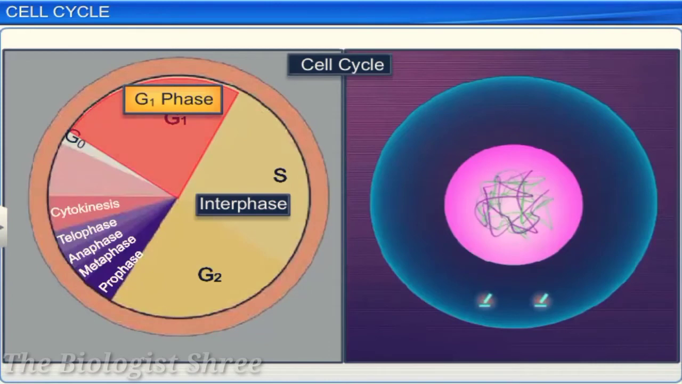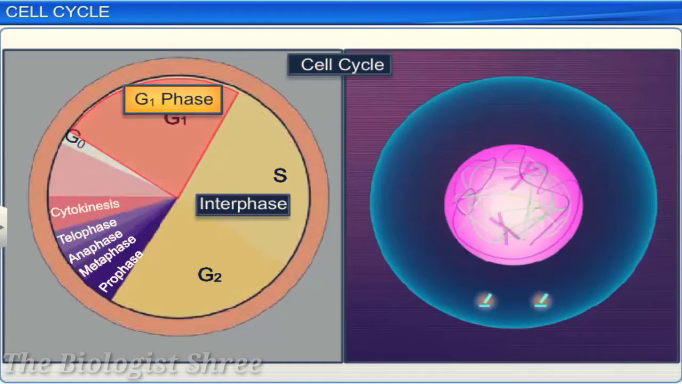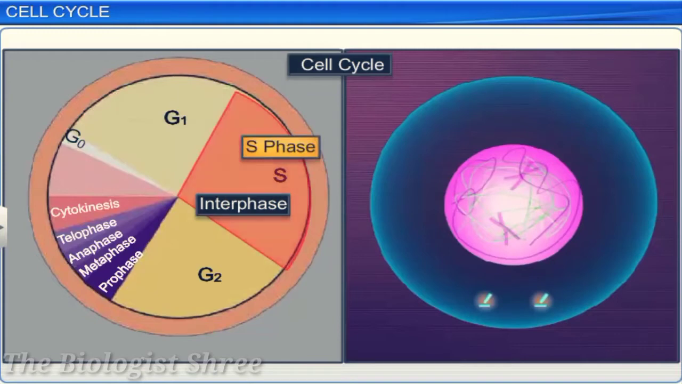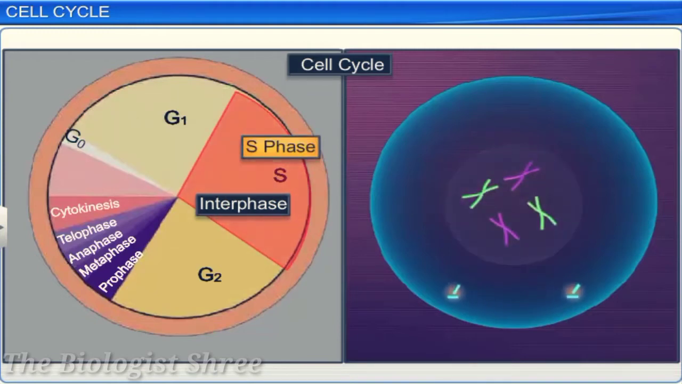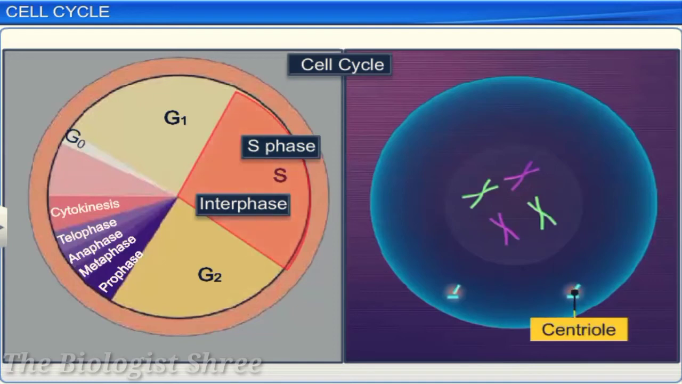During the G1 phase or the first growth phase, normal cell functions occur. The cell continues to grow and remains metabolically active, but the DNA doesn't replicate. In the S phase or synthesis phase, the DNA synthesizes or replicates, and the amount of DNA in the cell doubles without any increase in the number of chromosomes. Also, the centriole begins to duplicate in the cytoplasm.